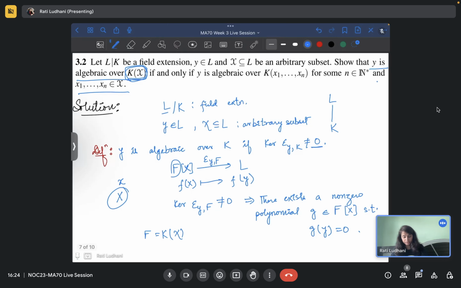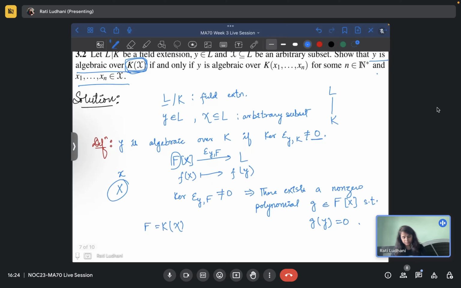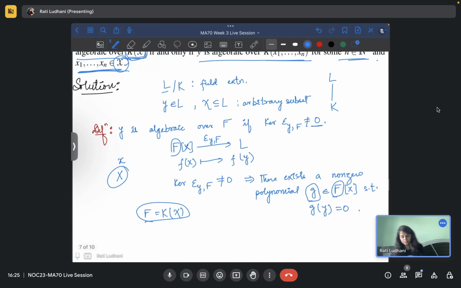So y is algebraic over K(chi) means there exists a non-zero polynomial g in F[X], in K(chi)[X]. Whatever polynomial you are talking about belongs to K(chi)[X]. And on the other side you have y is algebraic over K(x1, ..., xn) for some n belongs to N, and x1 to xn belongs to chi. So you are now saying that there exists a polynomial.